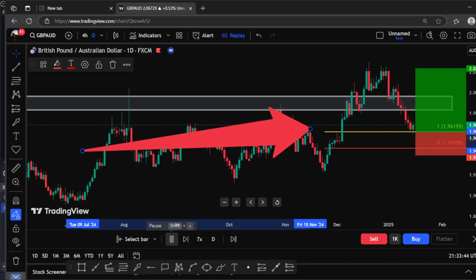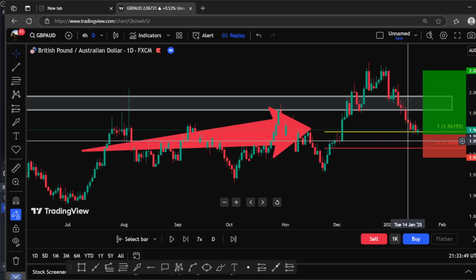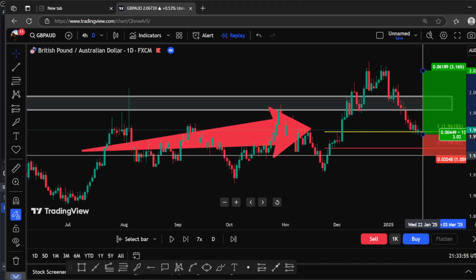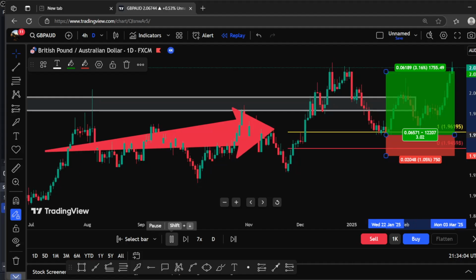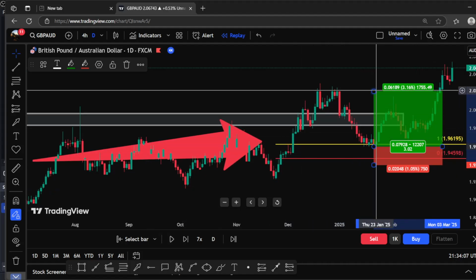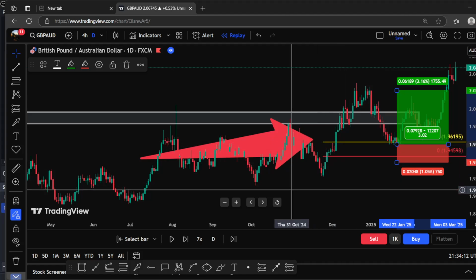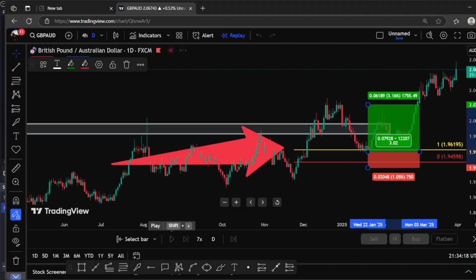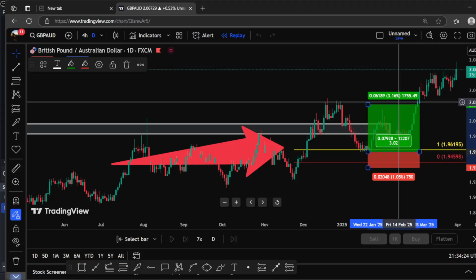I'll replay. Now the market is reacting off the demand zone. This is where we want to go long. So we are long right now, and our trade is active. Say take profit hits. If you took this trade, you would have hit your take profit. And this is where the market is at as we make this video.